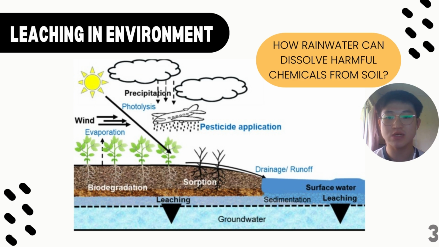First, how rainwater can dissolve harmful chemicals from soil. So when the rainwater seeps into the ground, the acidity allows it to dissolve soluble minerals and chemicals from the soil particles. This process is known as leaching, as the rainwater transports the dissolved contaminants such as the fertilizers, pesticides, or even the heavy metals through the soil layers, potentially into the groundwater or surface water bodies.